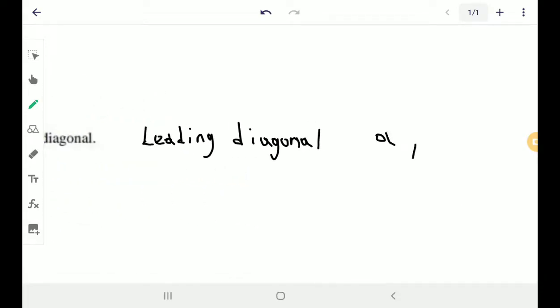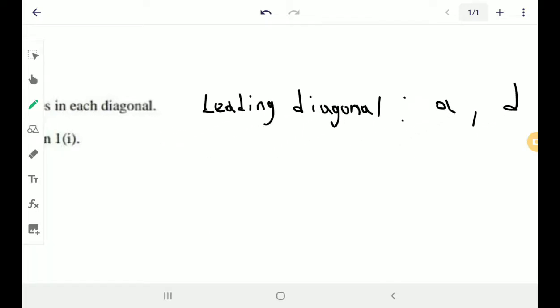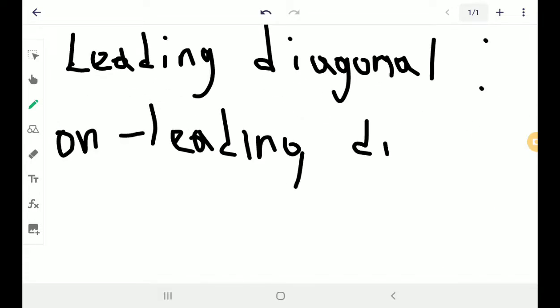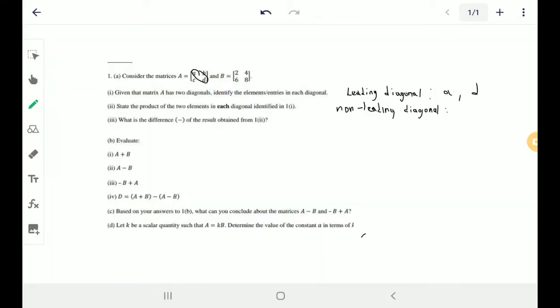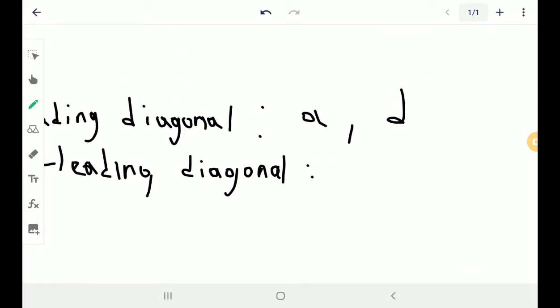It said to list it, so we're going to list it. And non-leading, the elements in the non-leading diagonal would be what? We see C and also B. So we could say B and C.